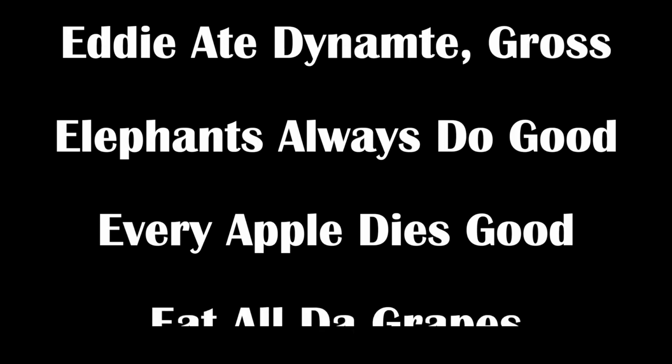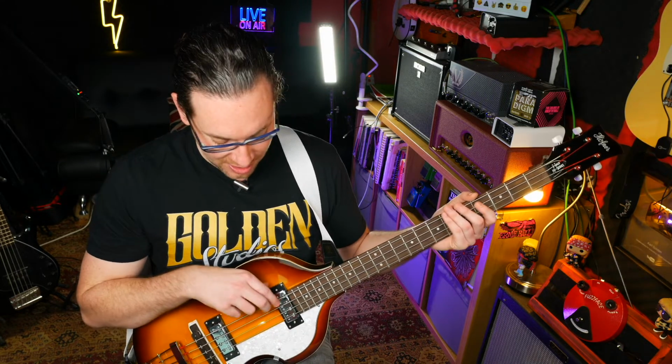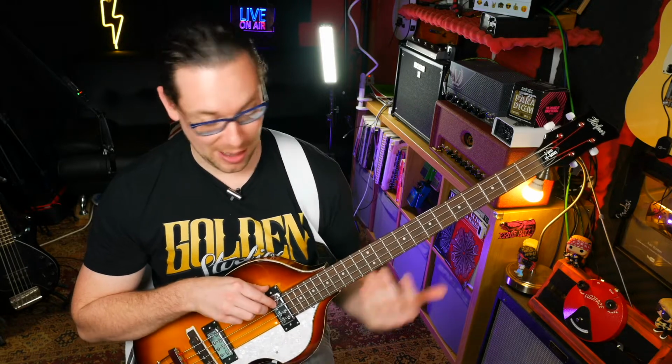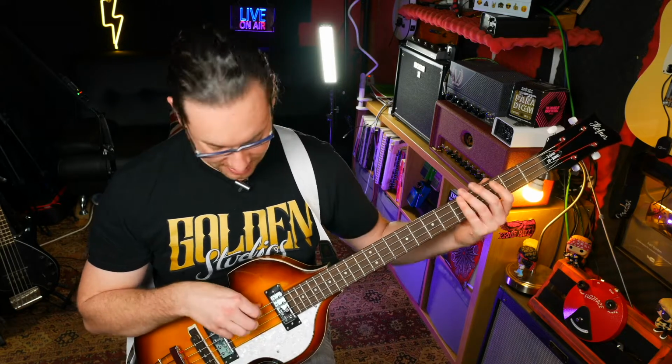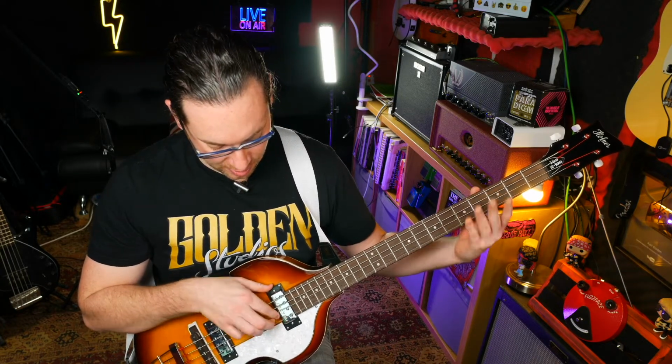You can use acronyms to help you remember the name of these strings, such as Eddie ate dynamite, gross, elephants always do good, every apple dies good, eat all the grapes. Anything you come up with that obviously uses E, A, D, G, then that's great. I just used to think E-A-D then G, just spelling out E-A-D then G, and that worked for me. But I do quite like Eddie ate dynamite, gross. So Eddie ate dynamite, gross, E-A-D-G.